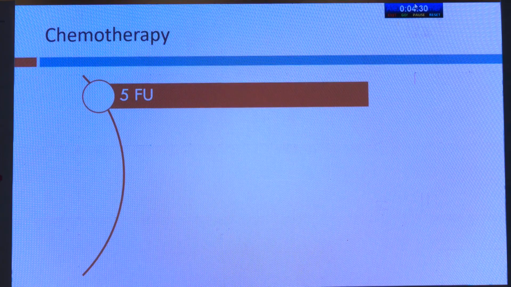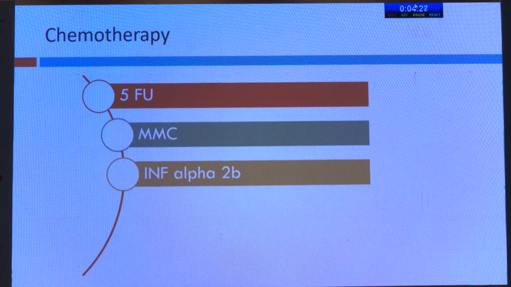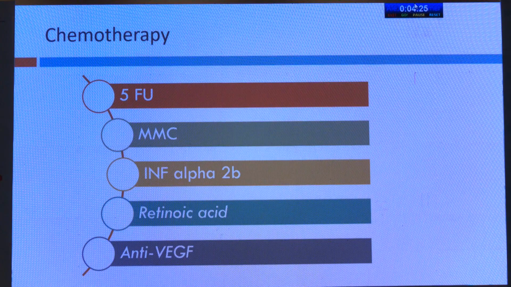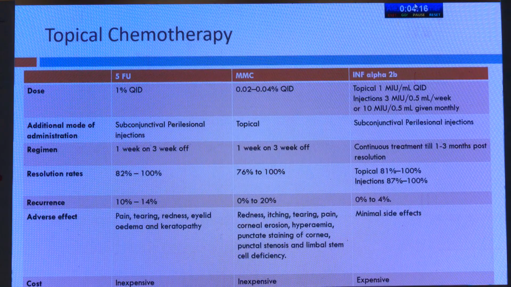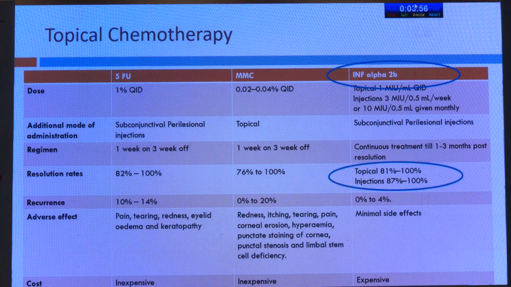We all know that there are various drugs, that is 5-fluorouracil, mitomycin C, interferon alpha 2B, and of late retinoic acid and anti-VEGF have also been tried. But among all these drugs, mitomycin C and interferon alpha 2B remain the two most commonly used drugs in our clinical setup. So comparing these three drugs, 5-FU, MMC, and interferon alpha, interferon alpha 2B remains the most preferred drug, predominantly because of its surface-friendly nature and less toxicity. The success rate for all these three drugs is similar, but the surface-friendly nature, minimal side effects and less recurrence rate as reported in literature lead to it.